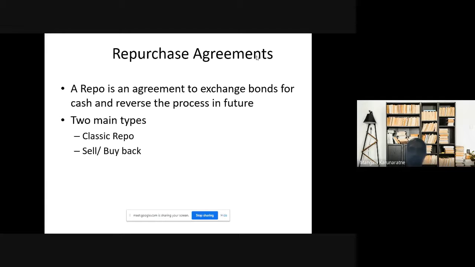Why? When the rates fluctuate, the prices move up and down. If the rates come down, then the price will move up, right? And if the rate goes up, then the price will come down.